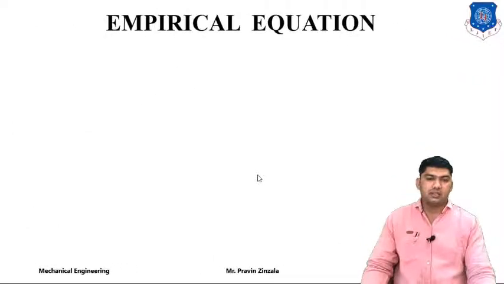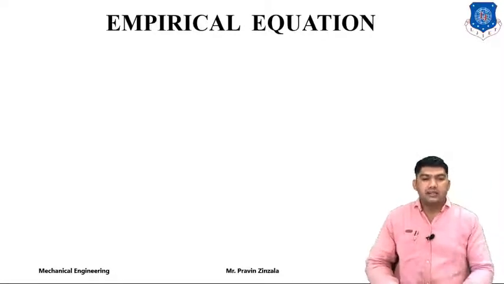Next is the empirical equation. It is one type of prediction equation. It is important for prediction of monthly average global radiation. Generally, we measure solar radiation by different instruments at a place where we want to install the solar equipment. So this is the best method for measurement of solar radiation.